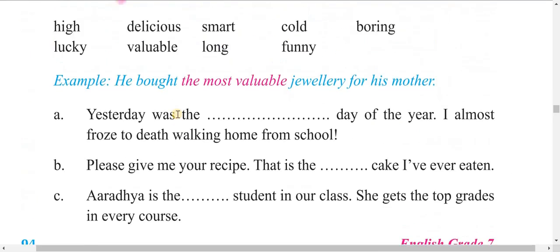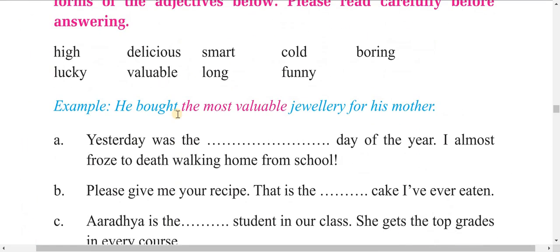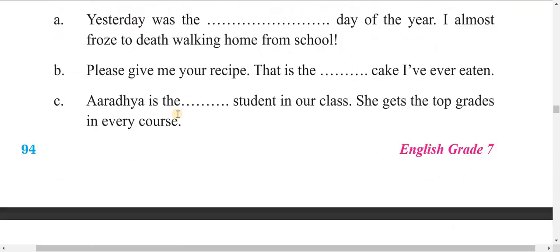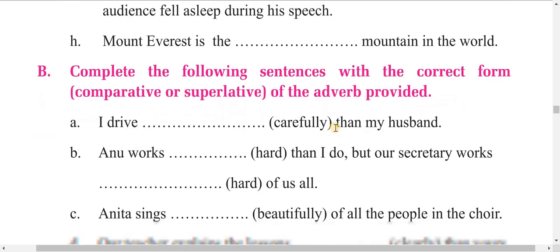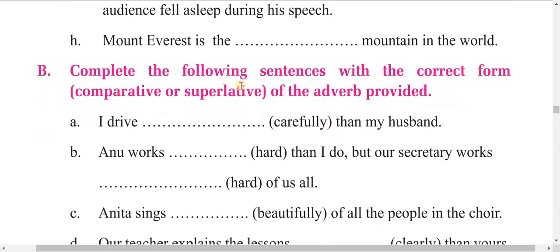So you have to use most before long adjectives. So most boring. हामीले most boring राख्यौं. Most delicious हुन्छ. Most valuable हुन्छ. So the most. Don't forget to use the. Before most, the most. So the most boring speaker. Finally, highest mountain in the world. Now, complete the following sentences with the correct form, comparative or superlative degree.